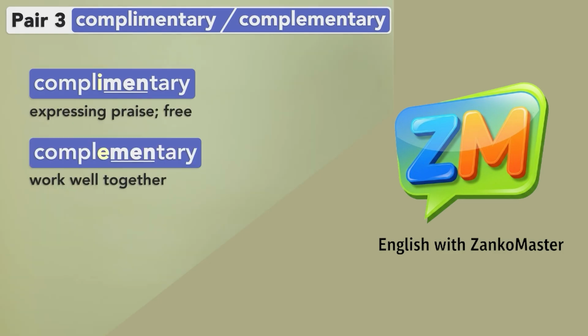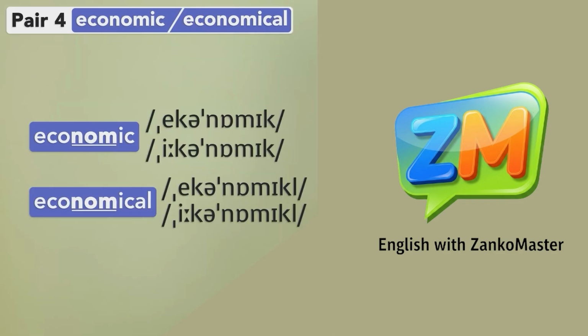So, to recap, complimentary with an I means expressing praise or free. Complementary with an E means work well together. Our next pair of words is really challenging for English learners. We have economic and economical. Or is that economic and economical? See, the confusion starts even with the pronunciation.